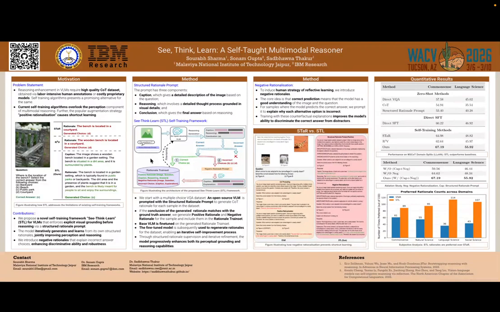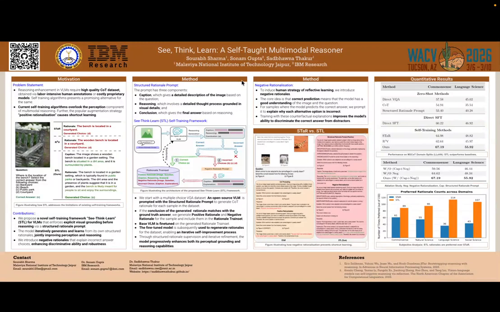After fine tuning, we get a fine tuned model which has better reasoning, perception, and discriminative ability as compared to the base model. Now, from this newly fine tuned model, we again generate the rationale train set. And this time, the newly generated rationale train set has better quality samples as compared to the samples present in the previous iteration's rationale train set. So, through this, we are getting a better and better model and also a better and better rationale train set. The model progressively enhances both its perceptual grounding and reasoning capabilities through our STL framework.